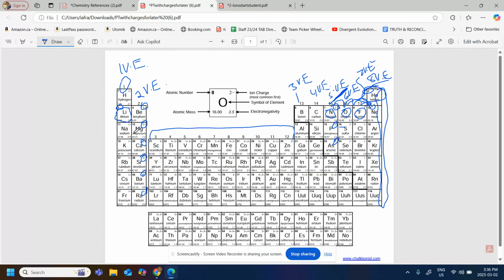Magnesium lost 2 electrons to become like the noble gas neon. Because if you think about it, magnesium had 12 electrons. When it lost 2, it has 10 electrons. What else has 10 electrons? Neon. So it became like neon.